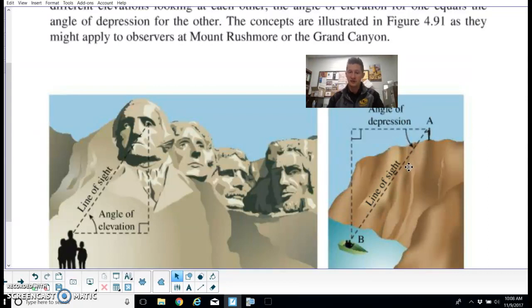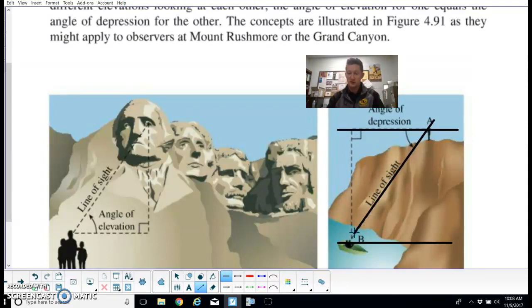Now the neat thing about these two things is that if I think about this, here's a pair of parallel lines. And then this line of sight would be a transversal. And if I cut a transversal into a pair of parallel lines, the alternate interior angles are equal. So that means this angle right here, the angle of depression, is the same as the angle of elevation if I think about looking from the bottom up.